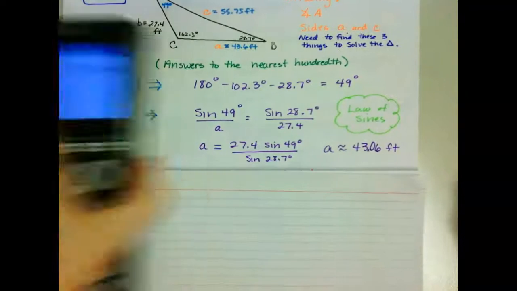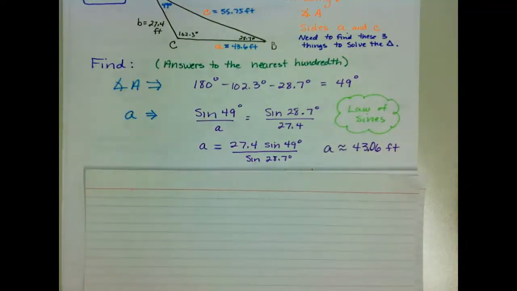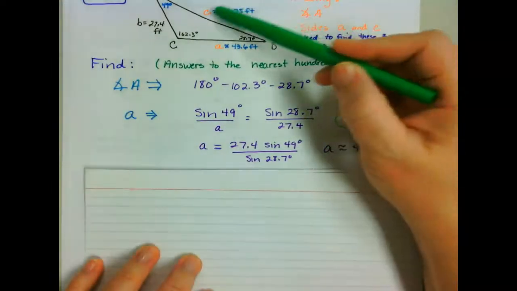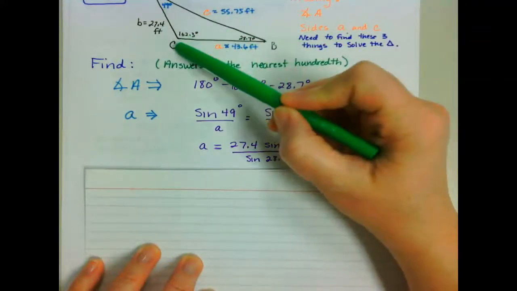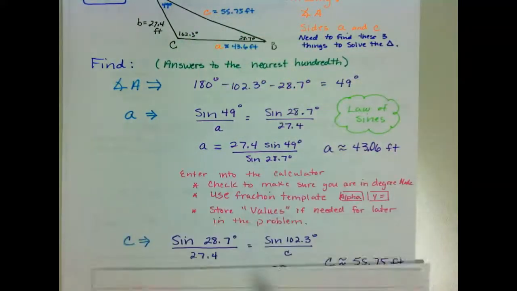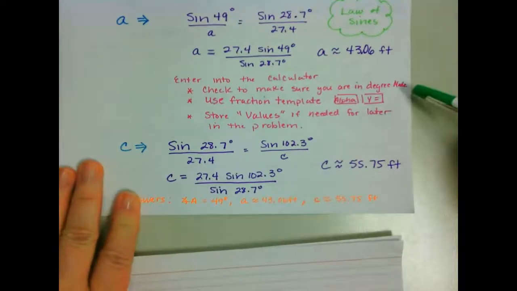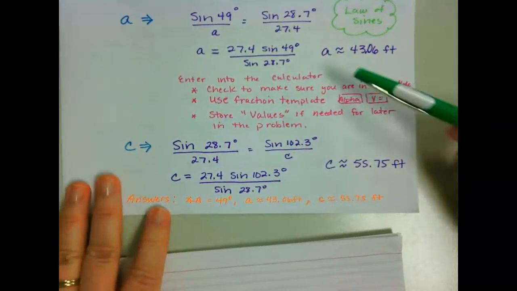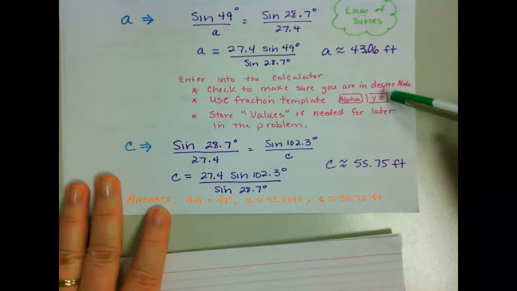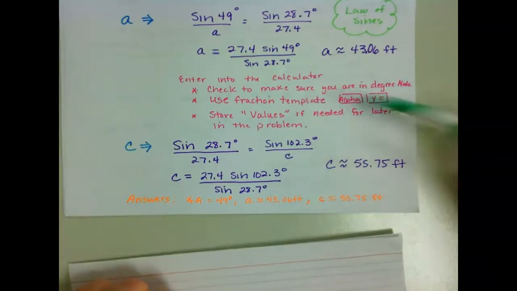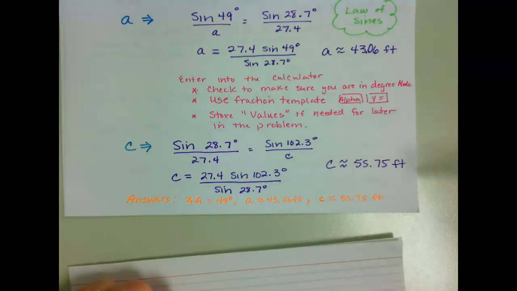Okay, so that's finding angle A and side a. Now we need to find side c. So I'm going to use sine C over c, and then sine B over b, because that's given information. Again, a couple of reminders on the note page: enter it into your calculator, make sure you're in degree mode, use the fraction template, and store values if you're going to use them in the problem later. You can always put quote marks around them, especially in cases where there are multiple angles.